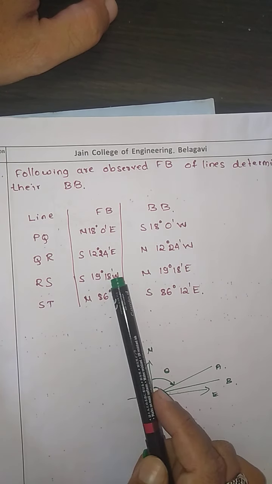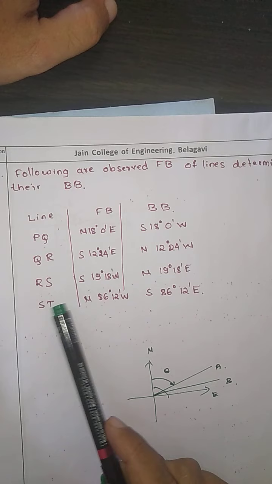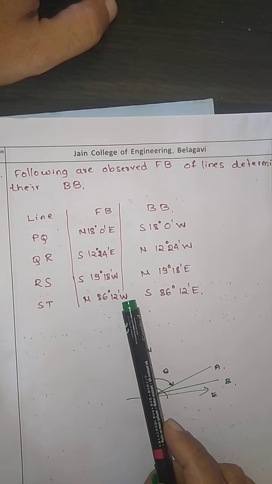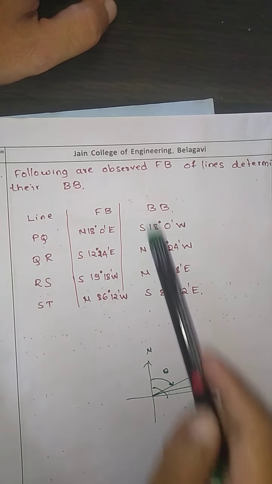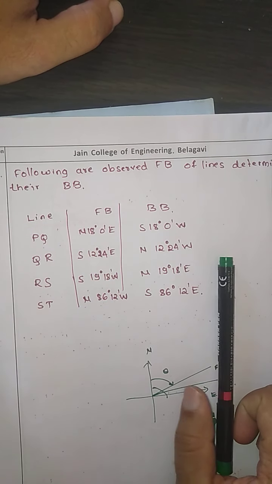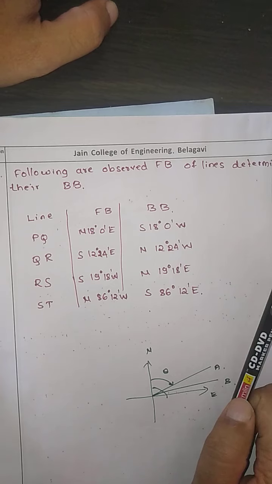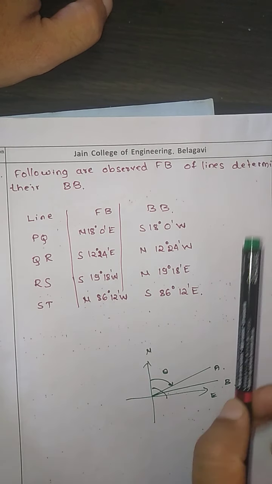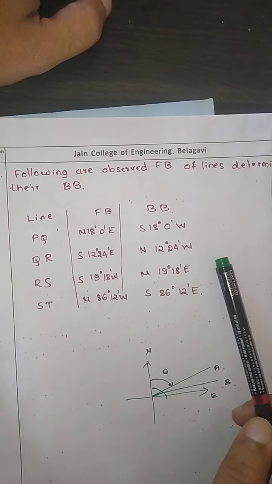RS is South 19 degrees 18 minutes West, ST is 86 degrees 12 minutes West. So these are your four fore bearing readings, given in the quadrantal system. Now, in order to find the back bearing reading, this is very simple in the quadrantal system.